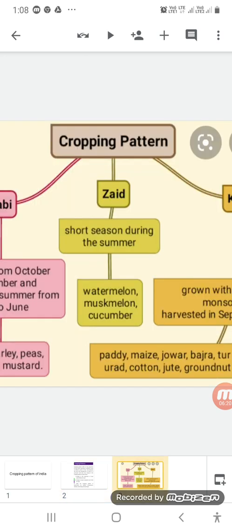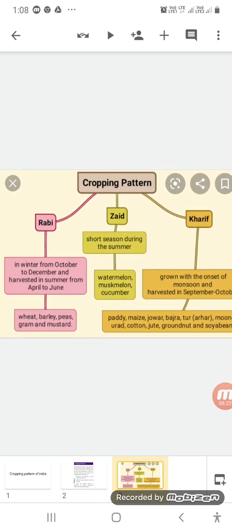Now, going to the cropping pattern of India, we have three cropping seasons: Rabi season, Zaid season, and Kharif season. Here, different crops are grown in these seasons. For example, the first one is the Rabi season, and the crops grown in this season are called the Rabi crops or winter crops.